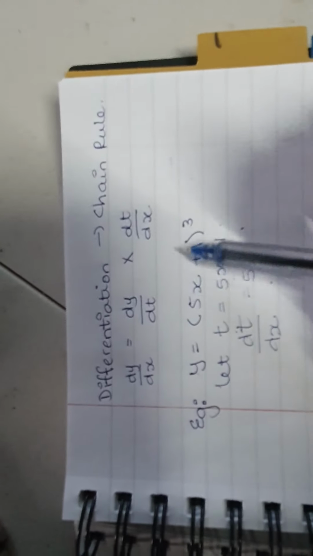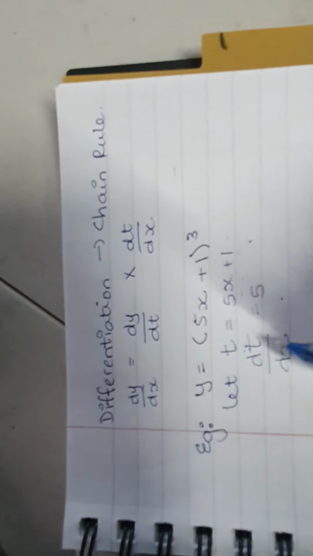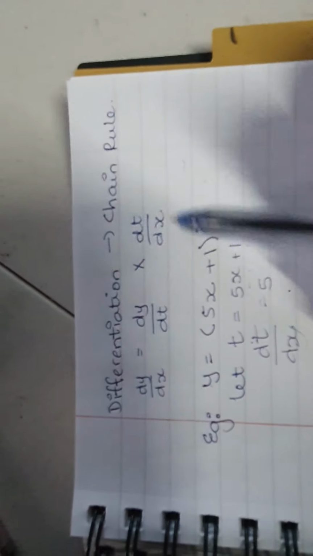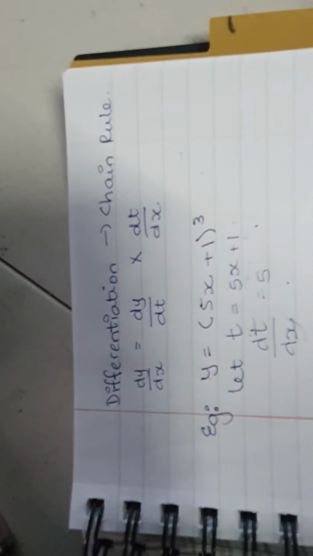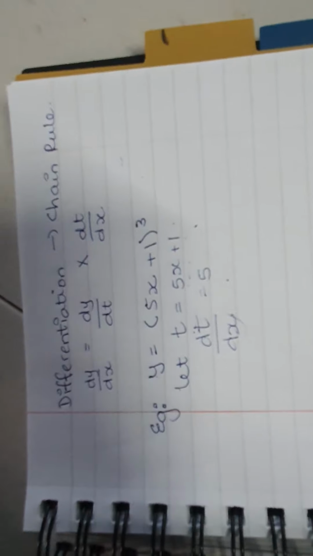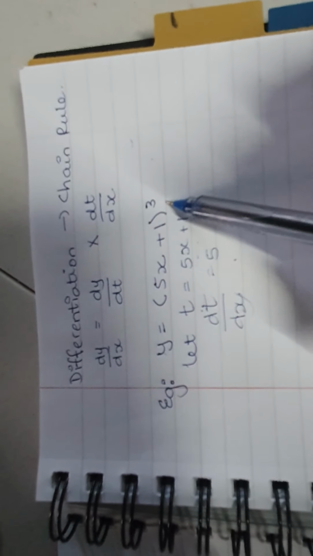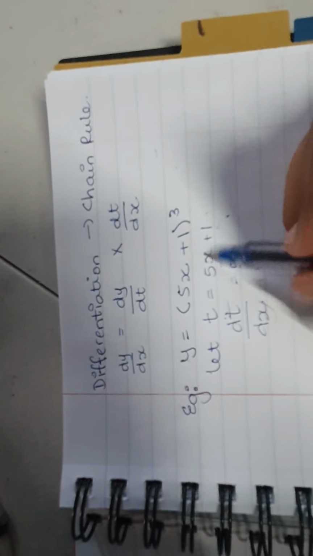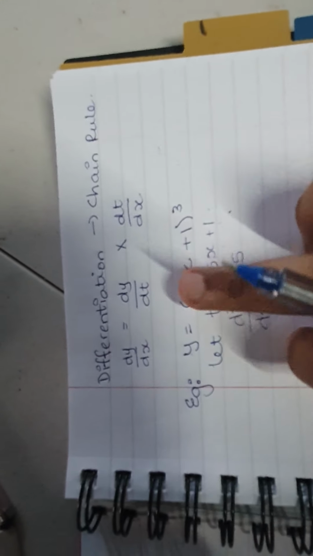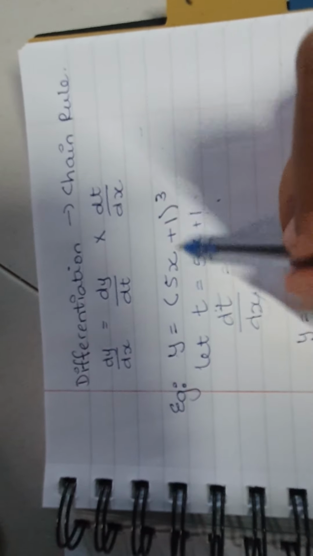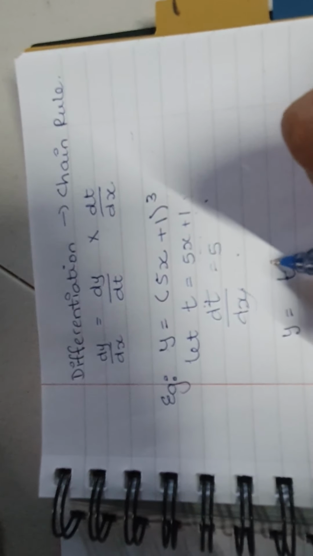So notice in your formula, you had dt/dx, right? So we already have this part. So we need to work on the other part. Now the next thing we're doing is we're going to rewrite this in terms of t. Remember we were letting t equal to the part in the bracket. So wherever I see 5x + 1, I'm going to write t. So I'm going to take off this and put in a t here. So I'm going to get y is equal to, instead of this, t to the power 3.